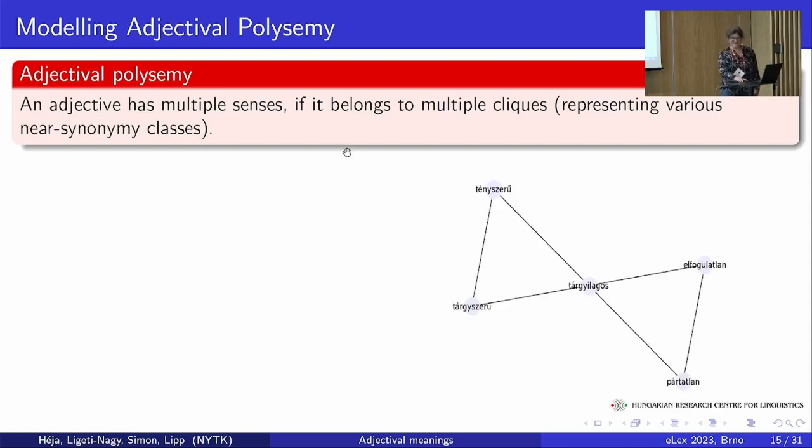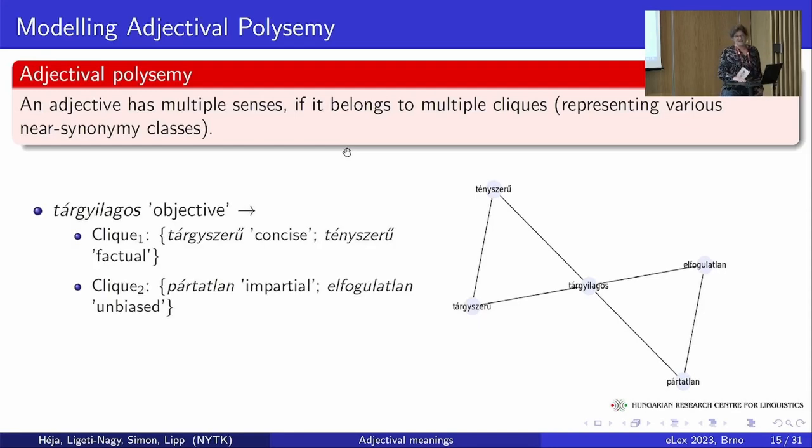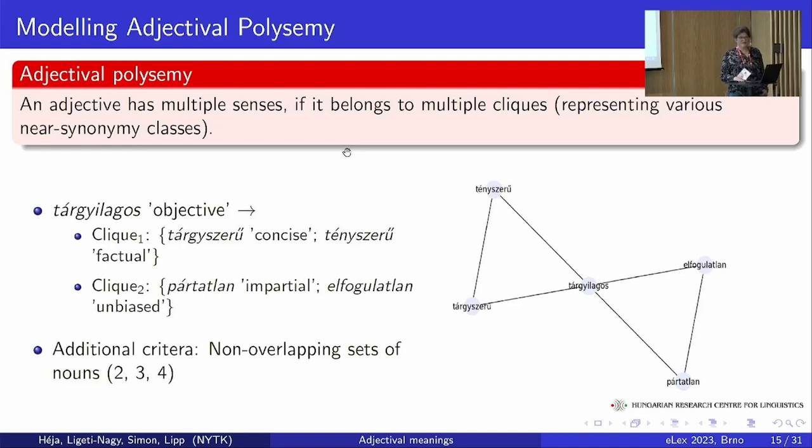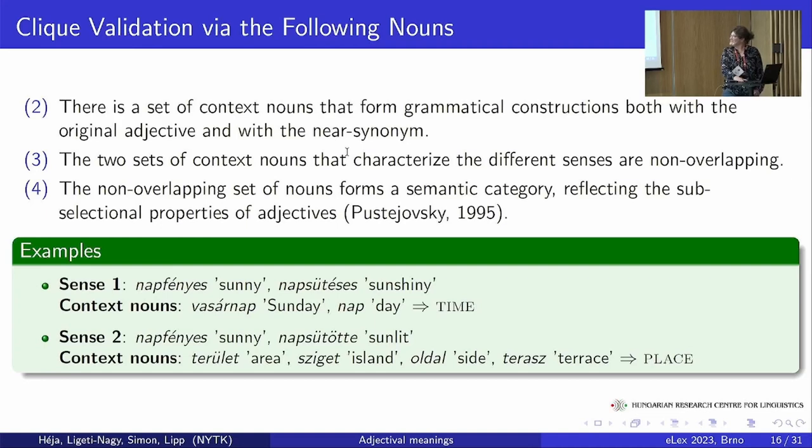Here is an example. The central adjective now is objective, tárgyilagos. And as you can see, it belongs to multiple cliques. One clique comprises adjectives like concise and factual, and the other clique comprises adjectives like impartial and unbiased, referring to two different senses. Maybe you can recall that there were three additional criteria as well concerning the nominal context. So there are these three criteria. We need a set of non-overlapping nouns that form semantic classes for all the cliques we induced automatically.